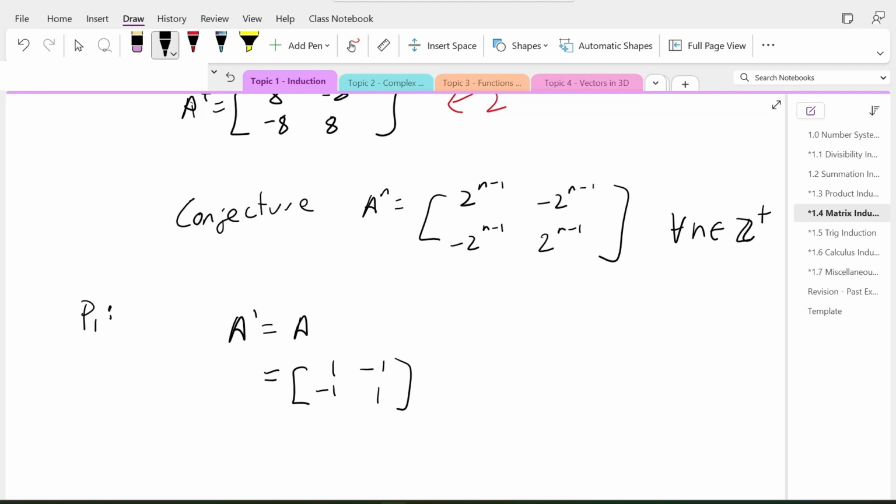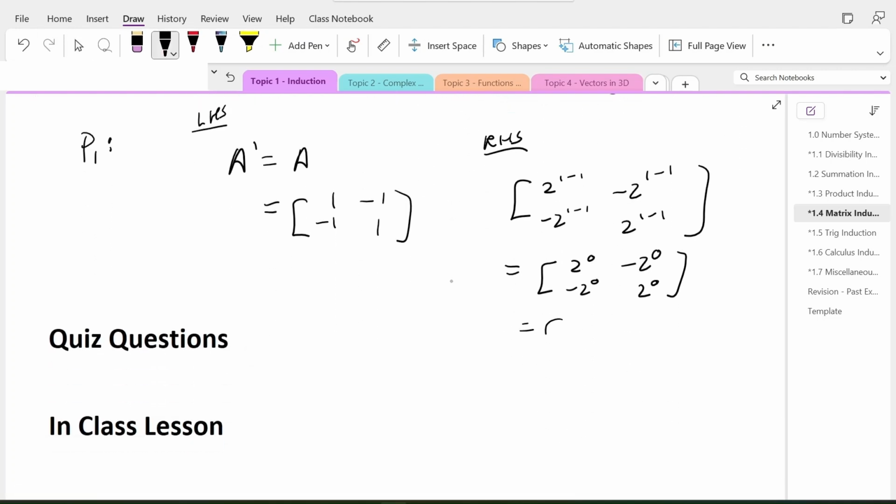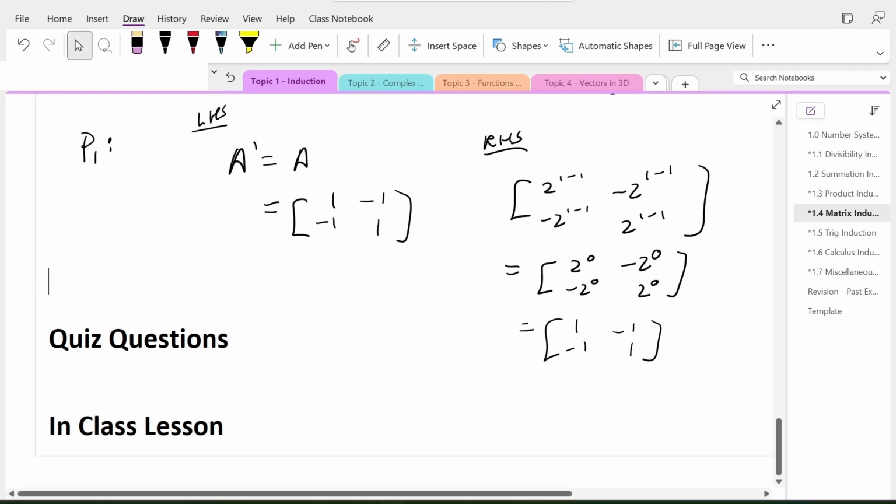And then you can almost think about this as your left-hand side. On your right-hand side, we're going to get 2 to the 1 take 1 for all of our powers, which is going to give you 2 to the 0 for each spot. And 2 to the 0 is just 1. So we're done. 1, minus 1, minus 1, 1. So therefore P1 is true.